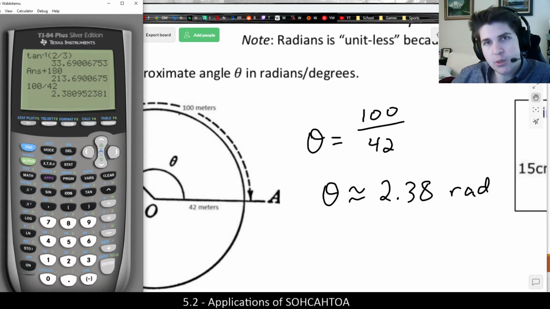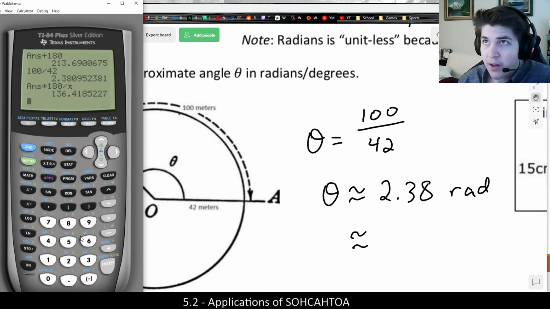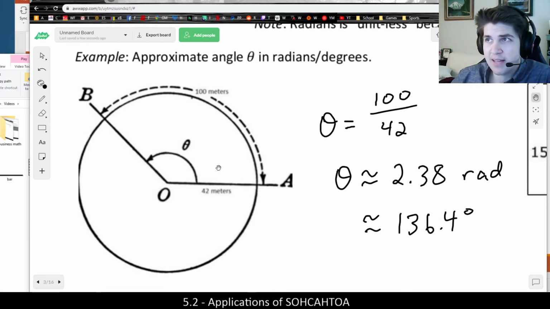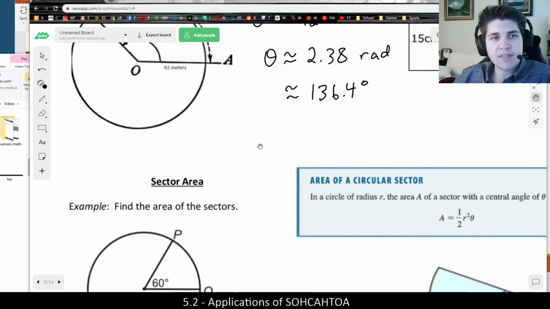And if I want to convert that to degrees, I could multiply by 180 and divide by pi, as we know to do to convert from one to the other, and that would give me approximately 136.4 degrees. And again, like with triangles, these sorts of calculations should pass the smell test, and those answers should make sense and seem about right based on the given figures. But anyways, it's a way of dealing with circular sectors, and if you want to solve angles or solve arc lengths, very simple.